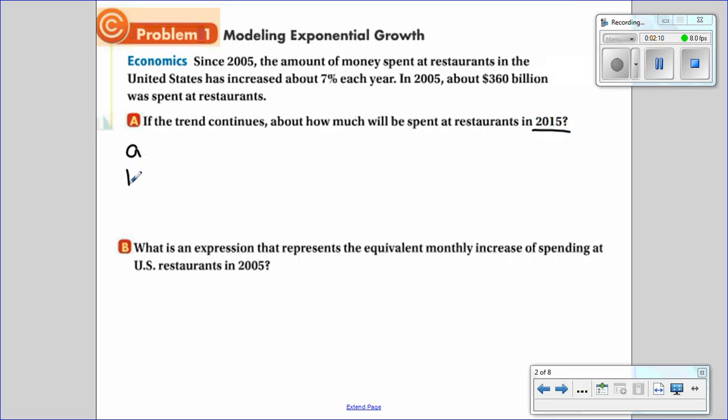So we need two things. We need an a and a b because we need to come up with an equation. a is the initial. We're starting in 2005. That's the starting point, so that's like our 0 value. So that's 360. b is the growth, which remember is found by taking 1 plus the growth as a decimal. 7% as a decimal is 0.07. So our growth factor is 1.07, and therefore our equation is 360 times 1.07 to the x power.